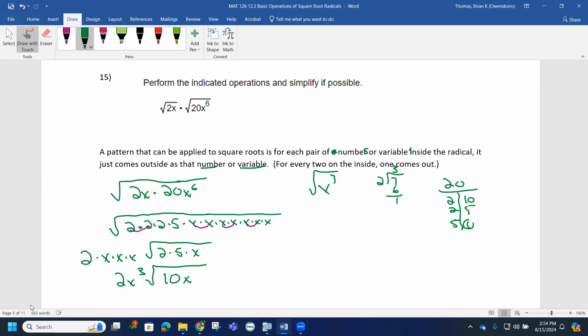What's interesting is in simplifying radicals, I find it actually easier to break it down first and then start performing multiplication. So it just depends on the question. That's what jumped out on that problem.